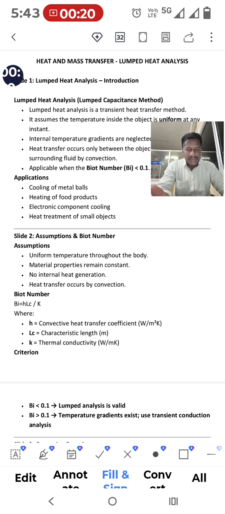Steady state conduction is nothing but the temperature does not change with time, and in unsteady state the temperature changes with time. So now we are going to quickly recall some basics about unsteady state heat conduction.